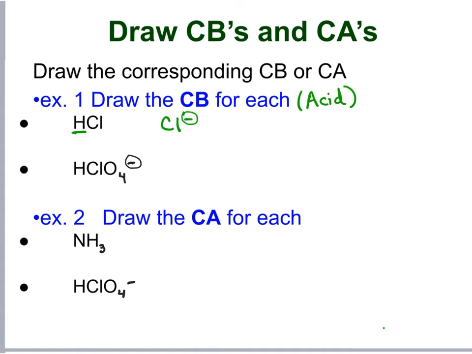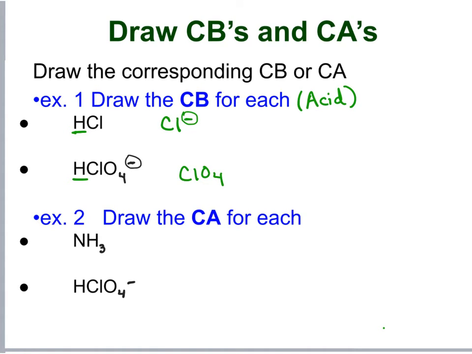For the next one, we're going to do the same process, but it's going to be a little bit different because we're starting with a charge. If you look at this one, it's HClO4 with a minus charge. We're going to do the same thing. It's an acid because it is asking for the conjugate base. So we're going to take off one H+, and then we're going to see what happens.